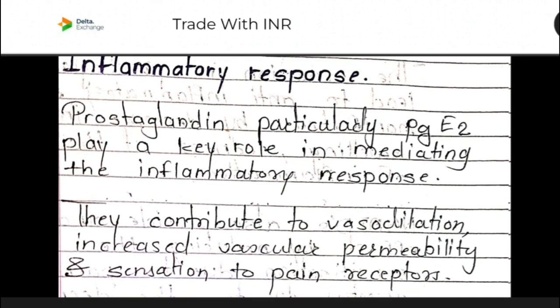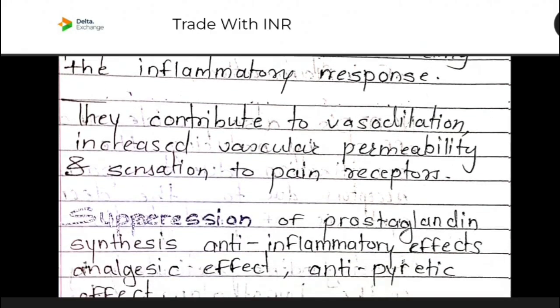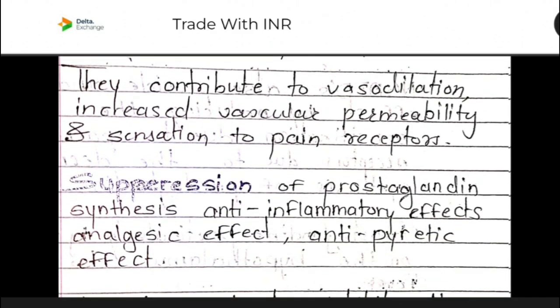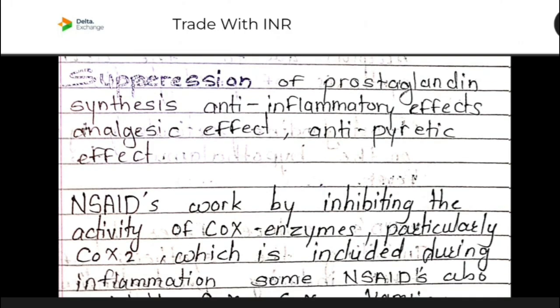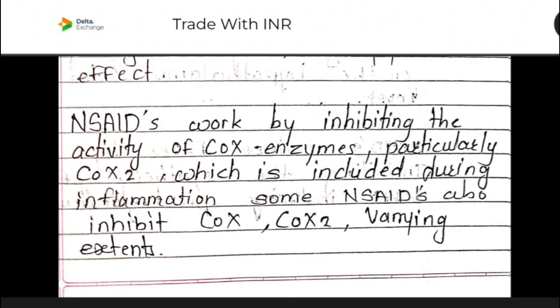Inflammatory response. Prostaglandins, particularly prostaglandin E2, play a key role in mediating the inflammatory response. They contribute to vasodilation, increased vascular permeability, and sensitization of pain receptors. Suppression of prostaglandin synthesis gives anti-inflammatory, analgesic, and antipyretic effects. NSAIDs work by inhibiting the activity of COX enzymes, particularly COX-2, which is induced during inflammation. Some NSAIDs also inhibit COX-1 to varying extents.